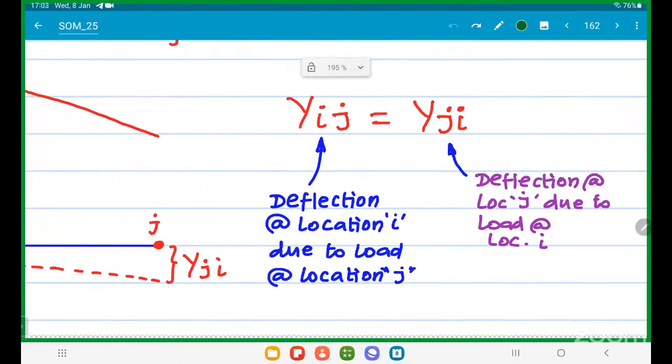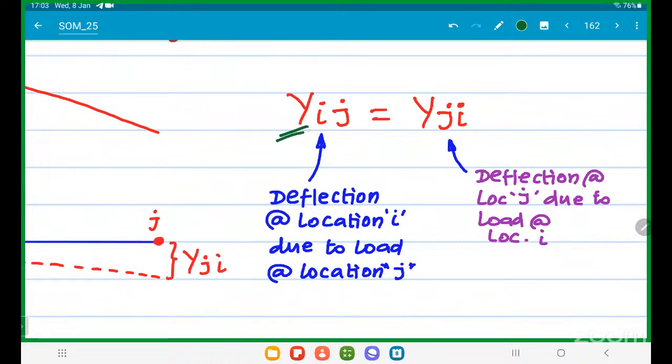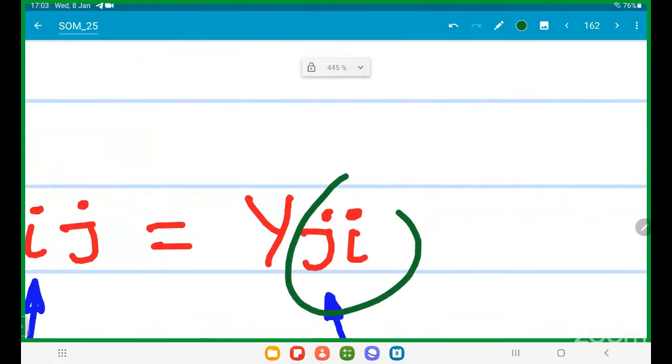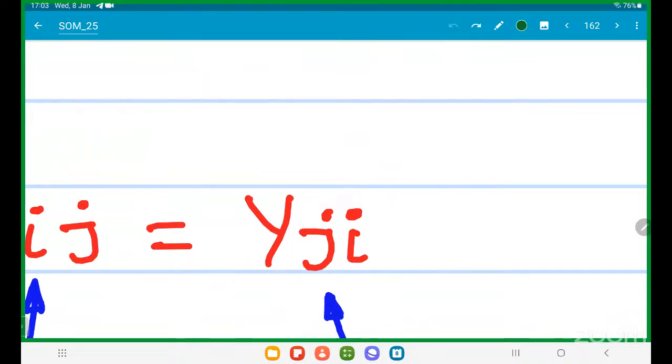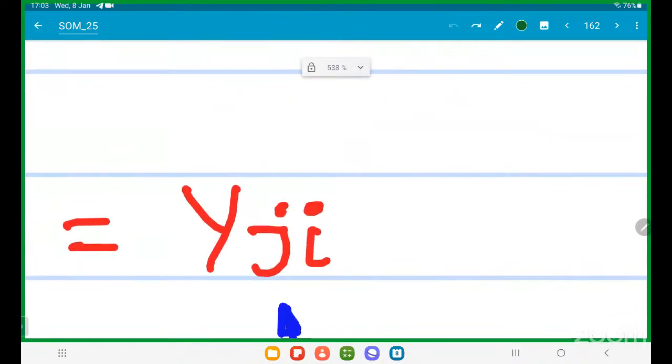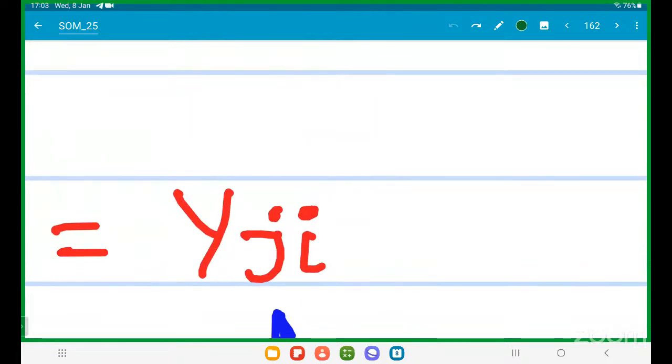How to read this? Y means deflection at location I, first suffix. Deflection at location I due to load at location J. So in this case, what is the load application point? J. And the deflection calculation point is I. Now you are clear, right?